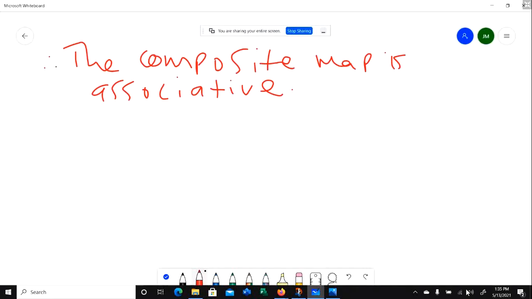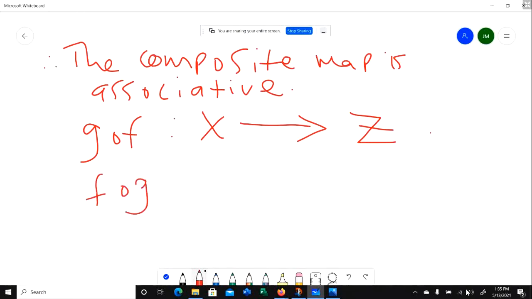Now, what happens in a situation of commutativity? When we take G composite F, it will map X to Z. But what happens to F composite G, meaning that we perform G followed by F? G followed by F means that we have Y, G maps Y to Z, and F is supposed to map X to Y. So you see here, G composite F is F of G of Y.